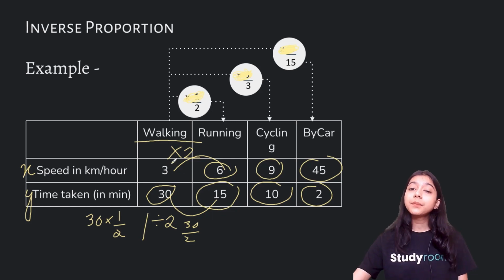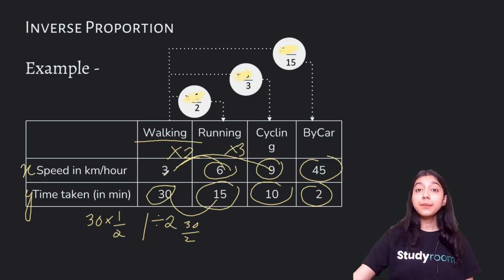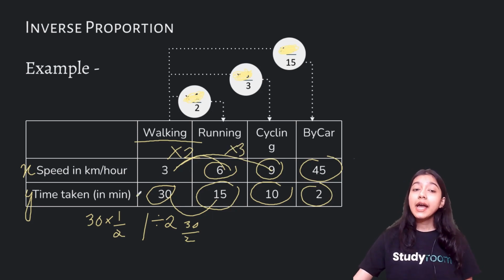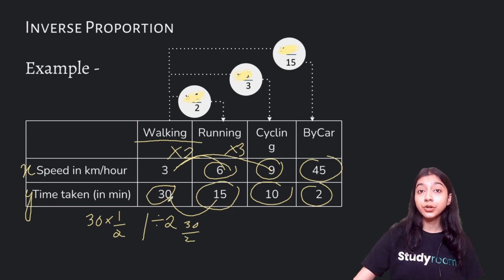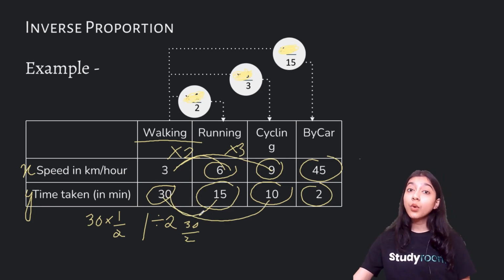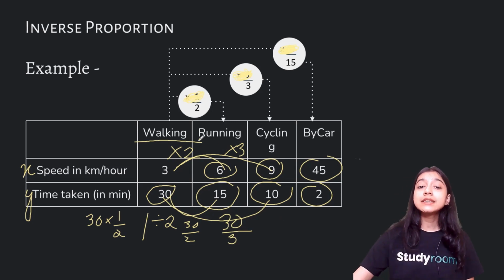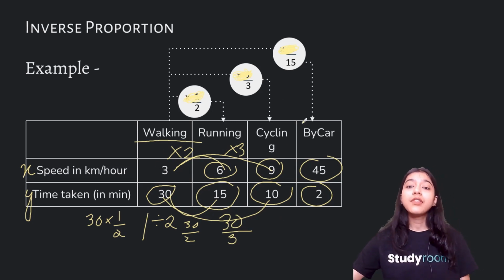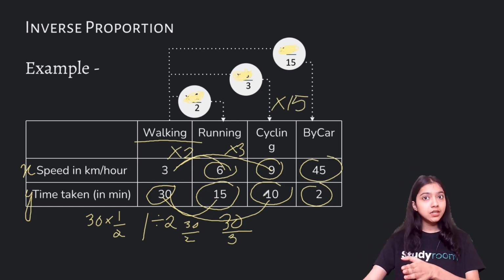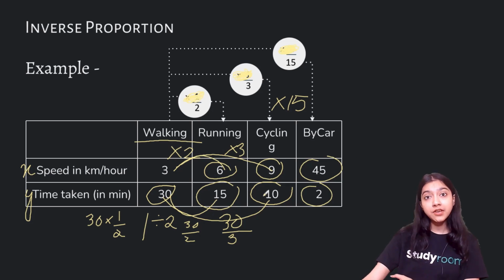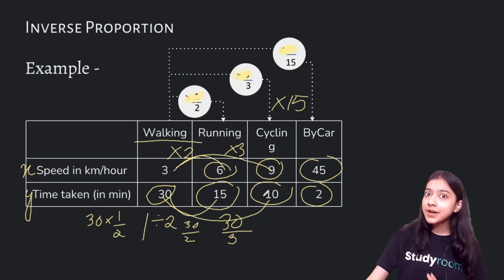Again, from 3 km per hour, when I'm shifting from walking to cycling, my speed is increasing and it is becoming 3 times, because 3 multiplied by 3 gives us 9. And my time taken is getting reduced from 30 minutes to 10 minutes. So basically this 30 minutes is getting divided by 3 and it is resulting in 10. Again, when my speed is increasing from 3 to 45, that means it is getting multiplied by 15. Speed is getting multiplied by 15 and 3 multiplied by 15 results in 45. My time will get divided by 15.